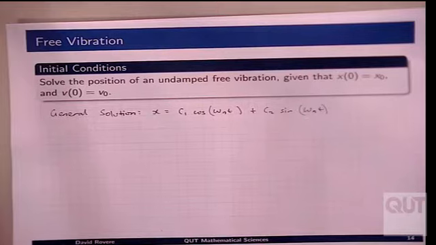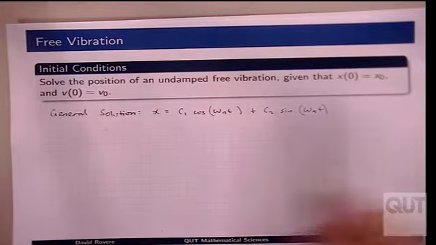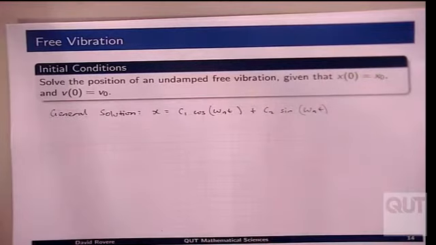This is what the general solution looked like for our undamped free vibration, in terms of a cos and a sine component. We could have also done it in terms of an amplitude and a phase shift. Now, I want to apply these initial conditions to the problem to try and solve what C1 and C2 are equal to.